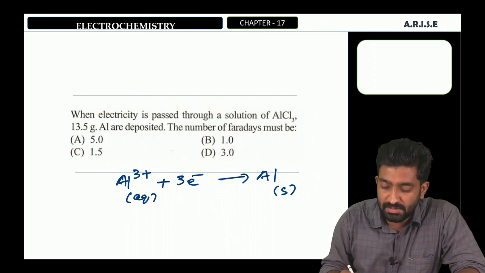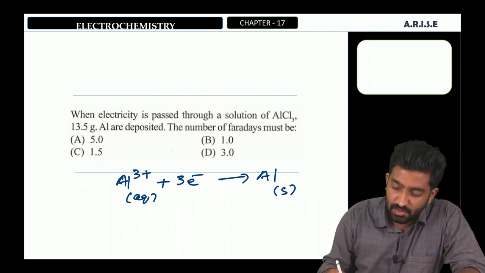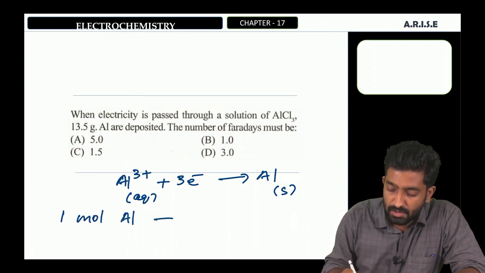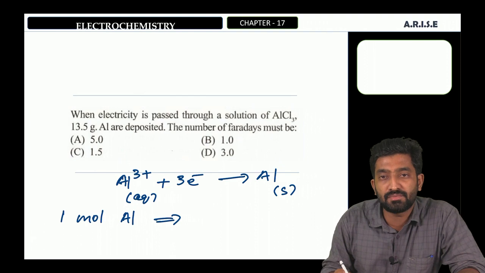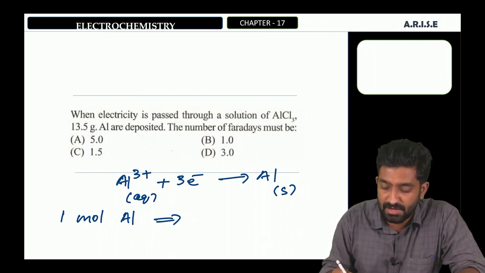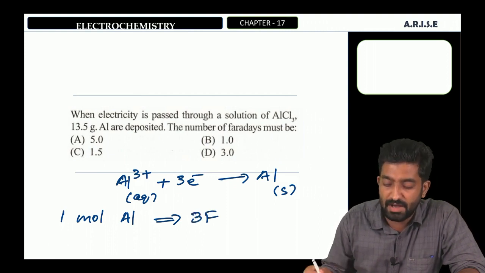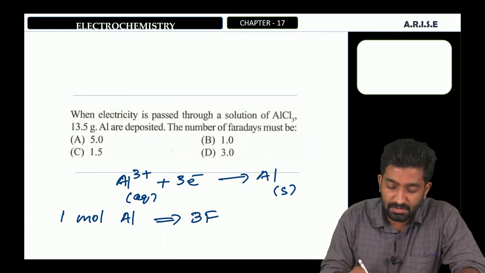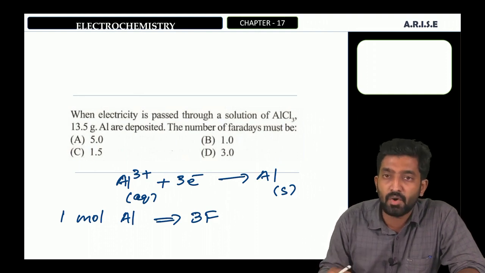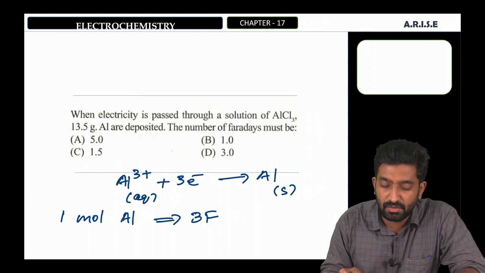From this equation, we can write 1 mole aluminium requires 3 moles of electron. Okay? That is, the charge of 3 mole of electron is 3 Faraday. Therefore, we can write 1 mole aluminium requires 3 Faraday. Okay? Here the mass of aluminium is given, that is 13.5 gram. Therefore, we need to find out the number of moles of aluminium. Clear?